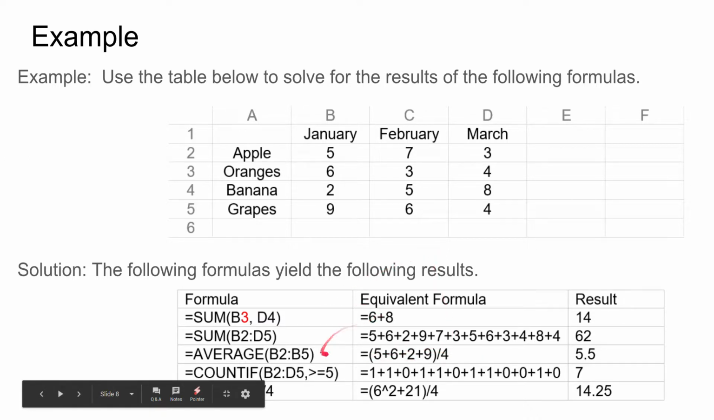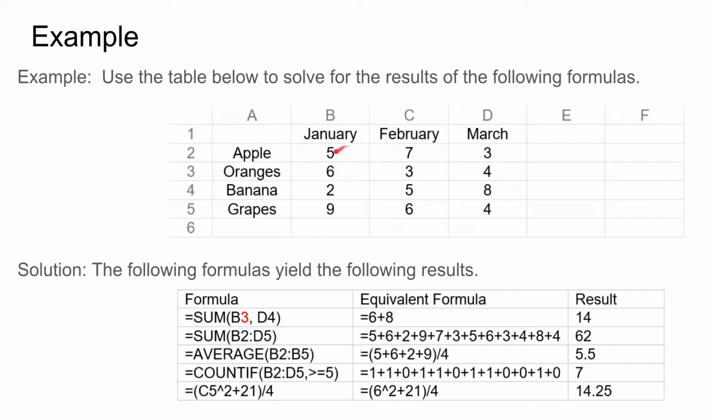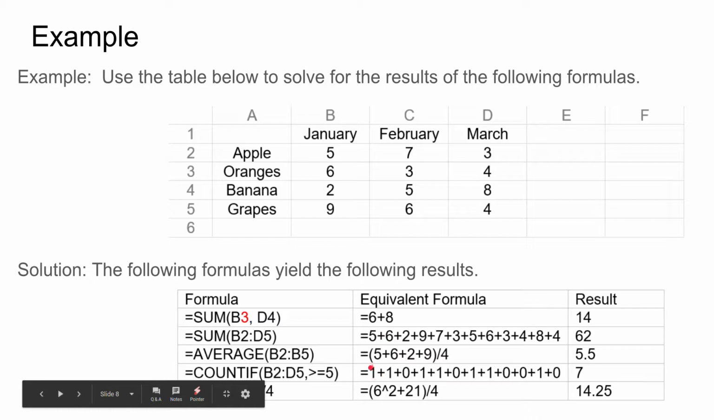We have a COUNTIF one in here. It's a comparison where we are looking at, again, the entire array between B2 and D5. So this entire array right here. And we're comparing it to 5. And we're going to count each one if it's greater than or equal to 5. So for example, B2 is greater than or equal to 5. So it's true. So we put a 1 here.